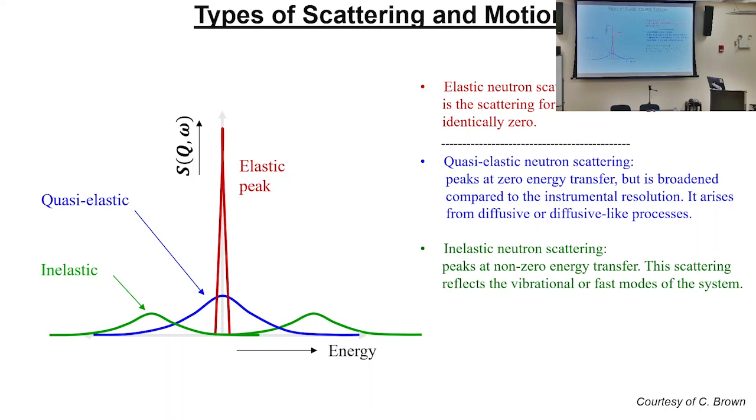The third one is inelastic neutron scattering, which shows up at non-zero energy transfer, as you can see. And this type of scattering gives us an idea about vibrational or fast modes of your system. So just to remind you again, not to confuse, only two types of scattering: elastic and inelastic scattering, which we can break into two, quasi-elastic and the other one is inelastic scattering. Make sense?